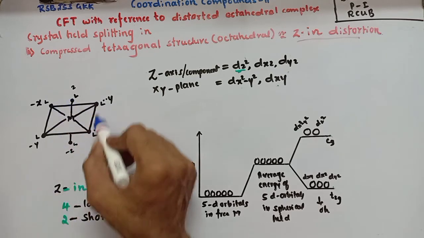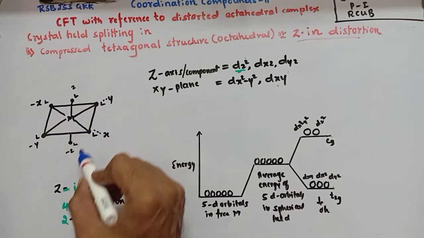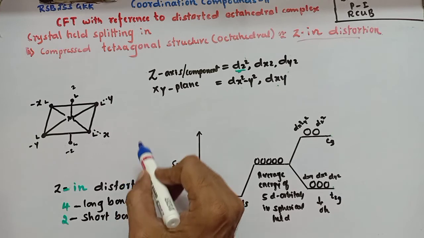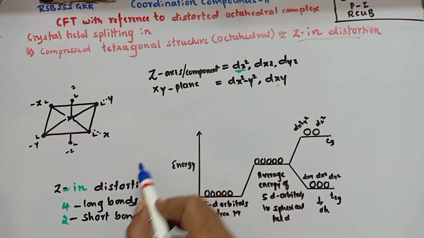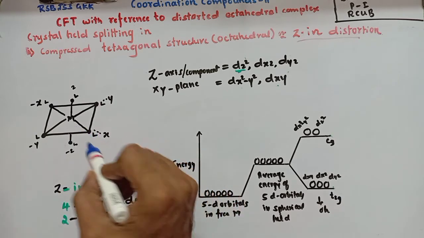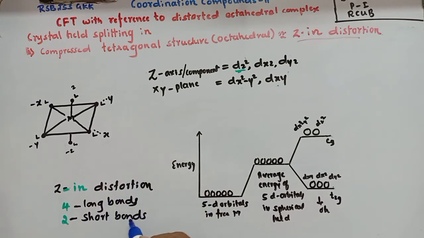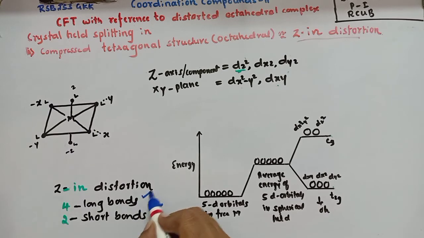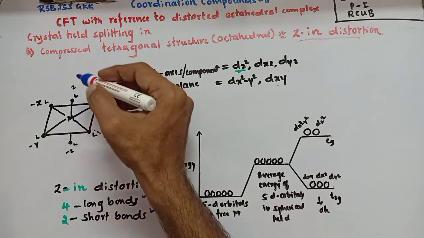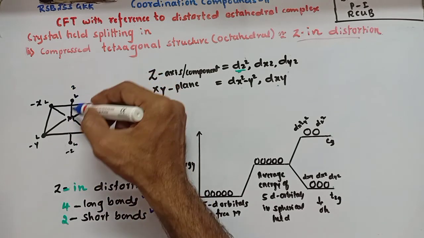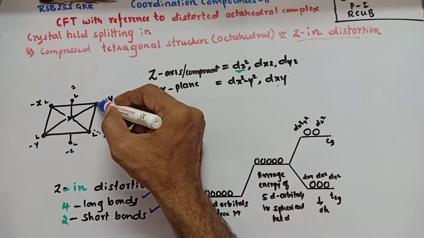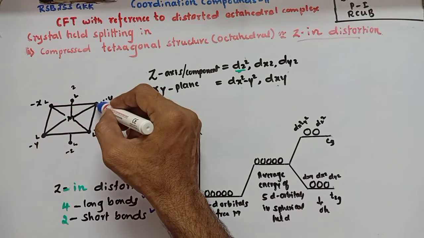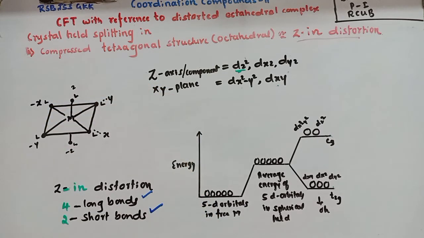So as a result of this, what will happen in a Z-in distortion? That means any octahedral complex, if it is suffering from the Z-in distortion, in such a structure there will definitely be the presence of 2 short bonds and 4 long bonds. These 2 short bonds are because of the Z-axis ligands coming nearer to the central metal ion when compared to the other 4 ligands which are present in the xy plane.